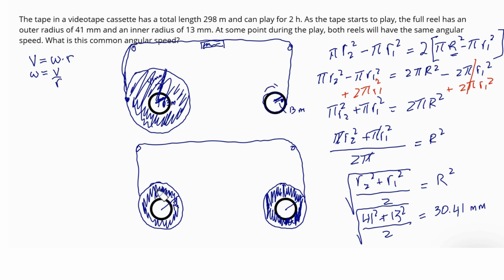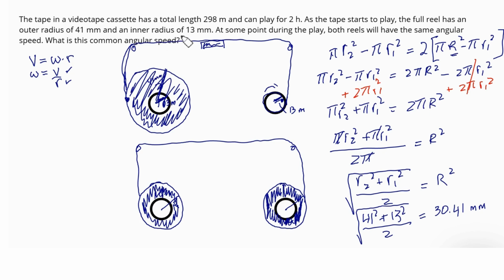Now at this radius, both of them will have the same radius, which is 30.41 millimeters. So they will also have the same angular velocity, because the linear velocity is the same. So that's the R at which it's happening. We don't need to just find the R, we need to find out what is that common angular speed?